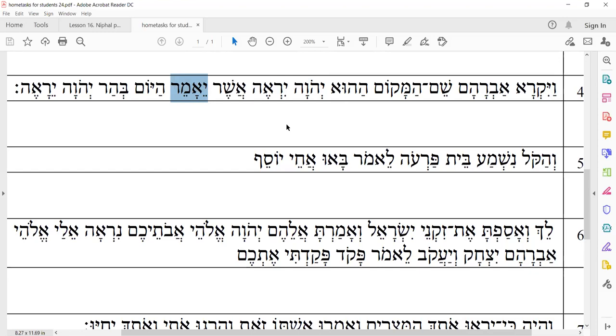Amar is to say. Yes, Amar is to say, but what binyan is this? Ye'amer is Niphal. How do we know that this is Niphal? Kamets. And do you see this dagesh here migrated here? There is no dagesh here, Aleph. But the dagesh is under the prefix.